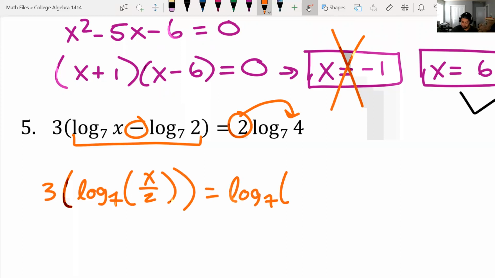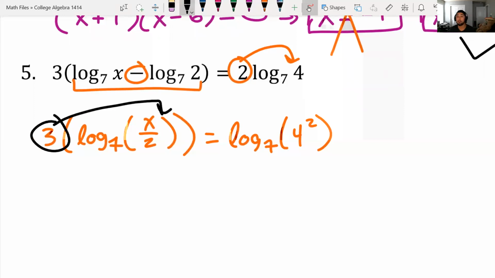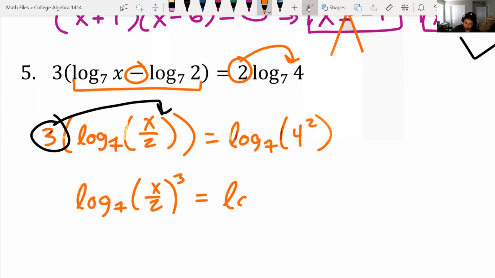Log base 7 of 4 squared. Reverse power rule, right? Reverse power rule. Which means we could probably do it one more time, because we can take this 3 and put it on top of this log. So what we'll end up with is log base 7 of x over 2 cubed equal to log base 7 of 4 squared. Look at that. How about I do this just to make it look proper?